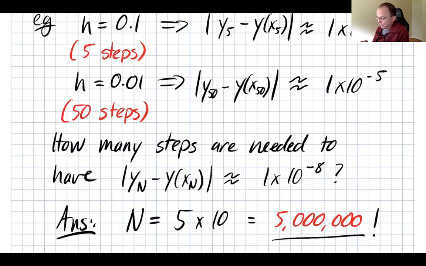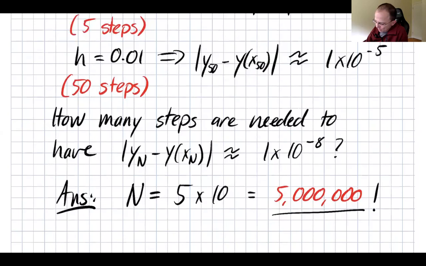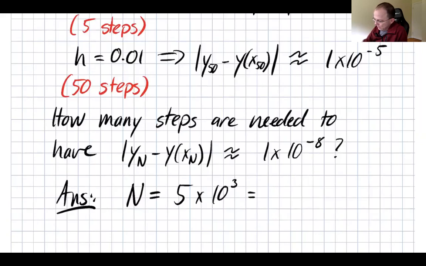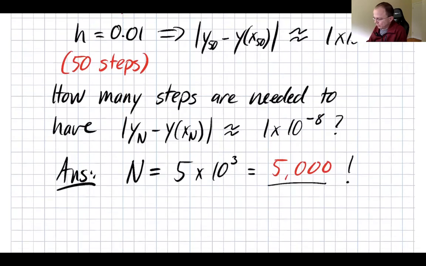Actually, it'll be even better. I don't know exactly what it is, but roughly, let's just go with 5,000. So I think 5,000 instead of 5 million. That is a huge difference. 5,000 is still a lot, but it is definitely much smaller than 5 million. So that's still a lot.